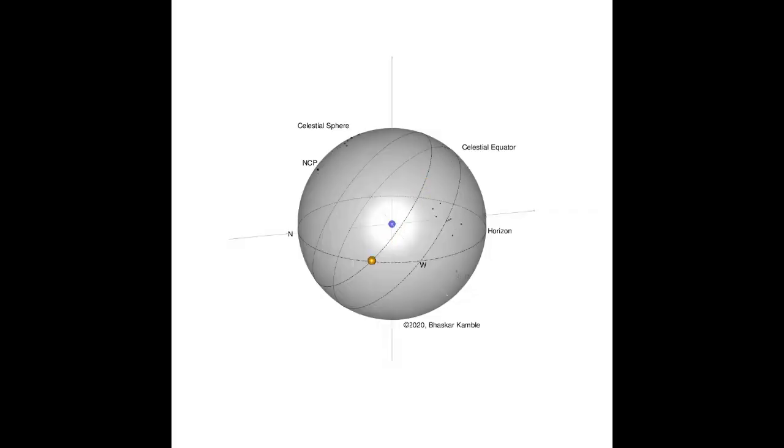In this animation, I show the motion of the sun and the stars in the celestial sphere using the Big Dipper and Orion as examples. You can see that the sun and each of the stars move in circles around the line joining the celestial poles.